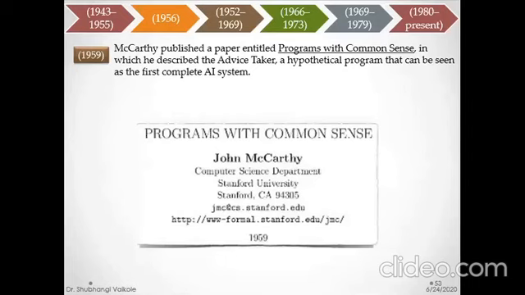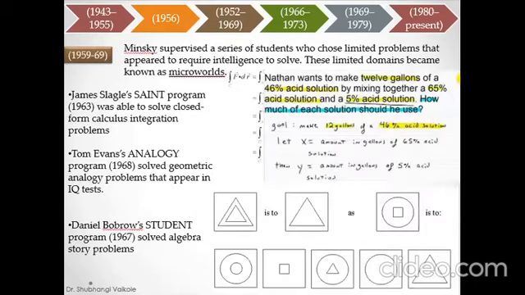In 1959, McCarthy published a paper entitled Programs with Common Sense, in which he described the Advice Taker, a hypothetical program that can be seen as the first complete AI system. In 1959 to 69, as we already saw, it is assumed that a machine cannot perform a particular task. Then the AI researchers work hard towards the execution of that certain task.